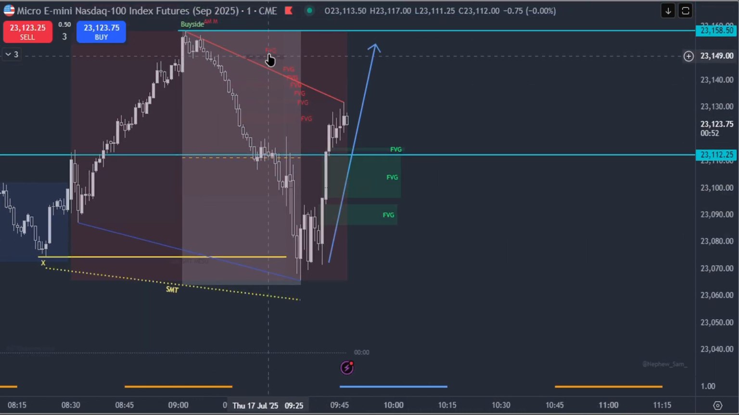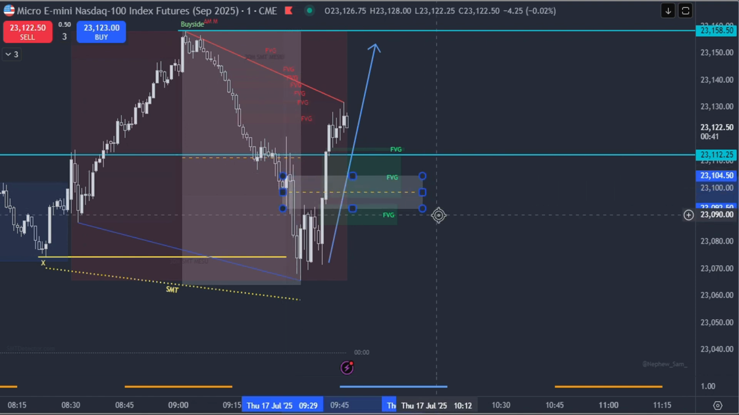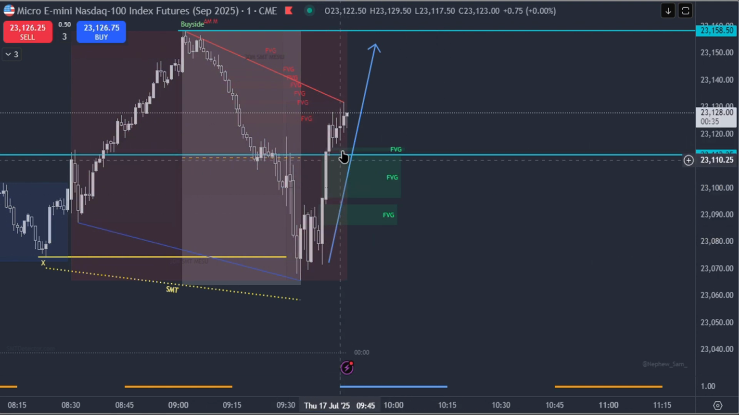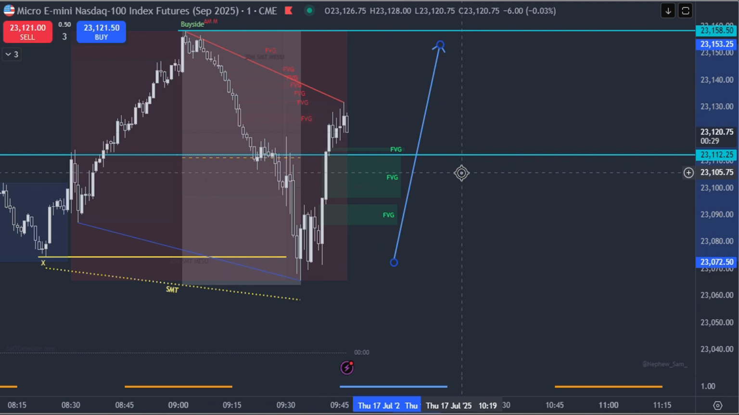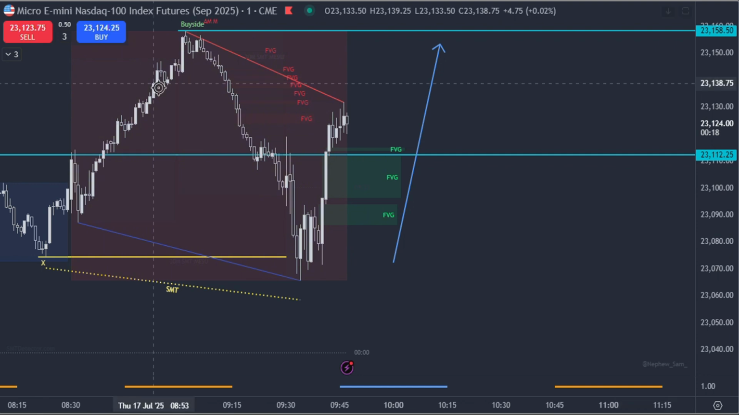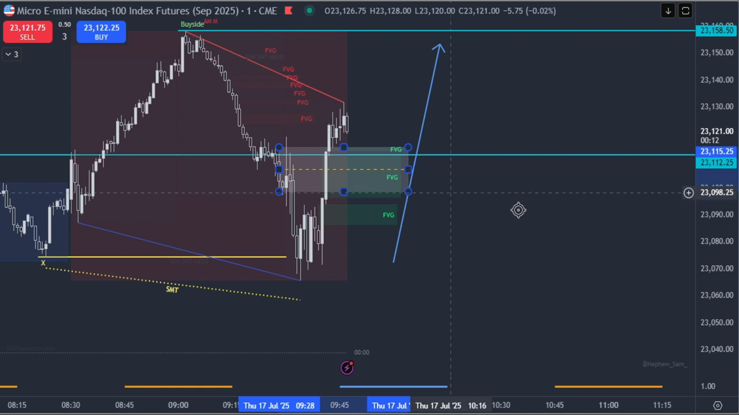So whenever we start disrespecting anything from this side, you can use any PD array from this side to catch longs. So you don't need to enter here. You can enter probably right here in these fair value gaps. And your stop loss should be respected. Just waiting patiently. We use these order blocks here.